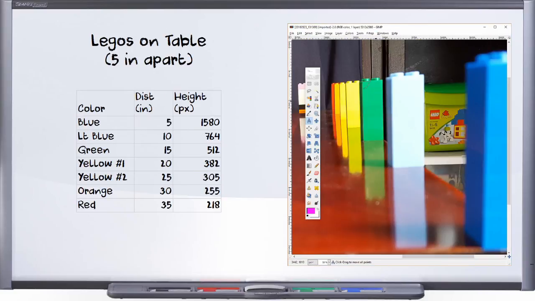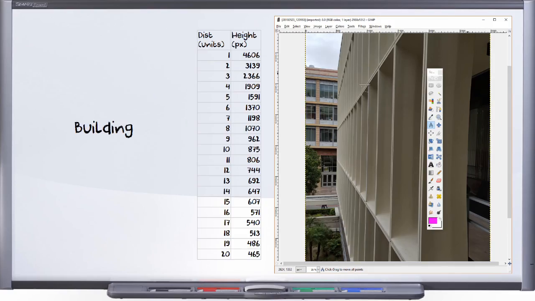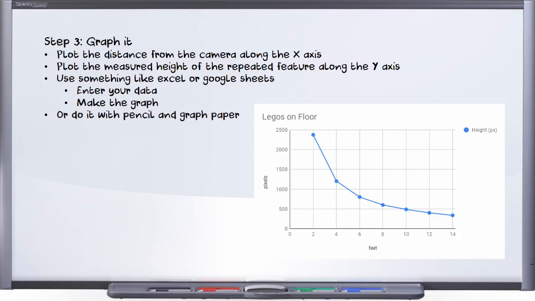Here's another example where I laid out some Legos on a table. These are 5 inches apart. In this case, I used the outside of a building to get much larger sizes. And here, I don't actually know the spacing in between them, but that's not really important. What's important is that I know that they have a regular spacing in between them.